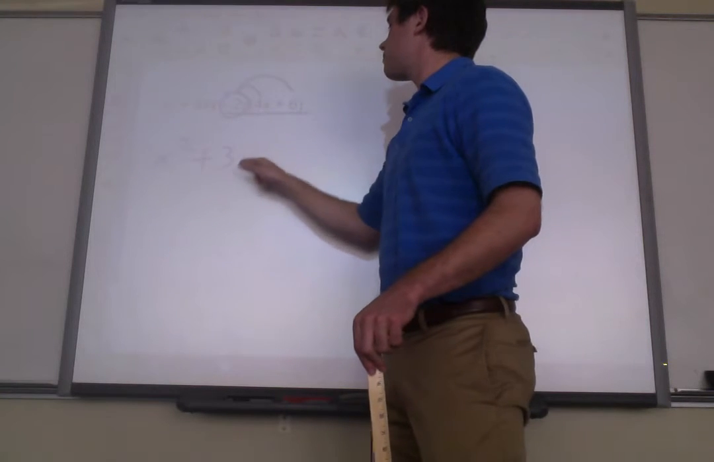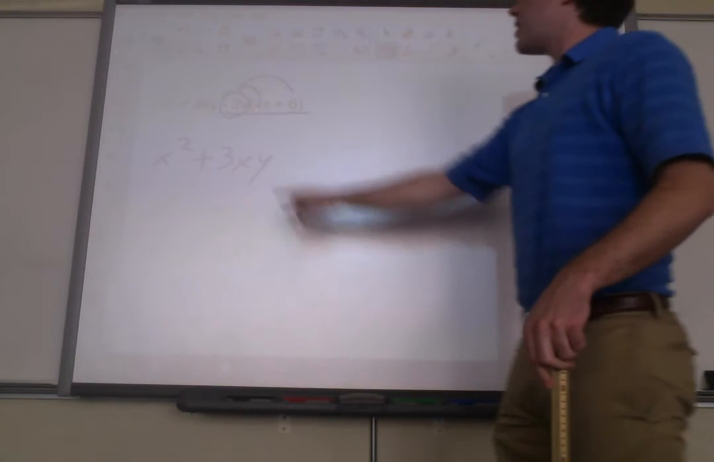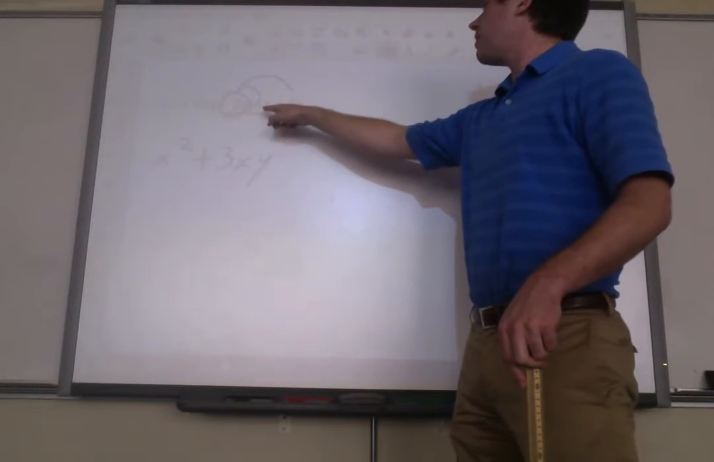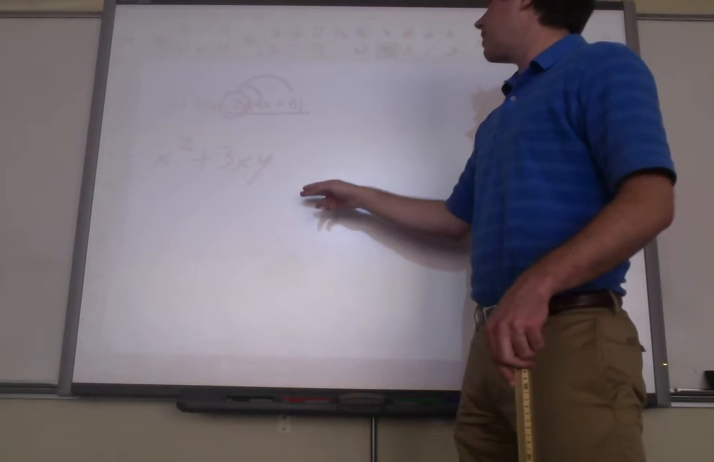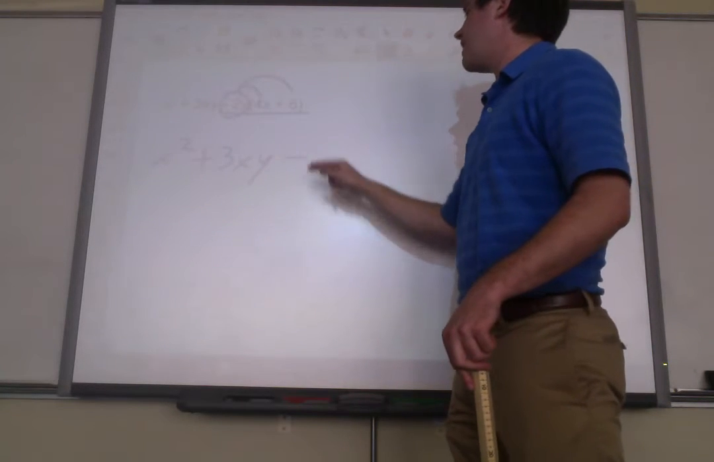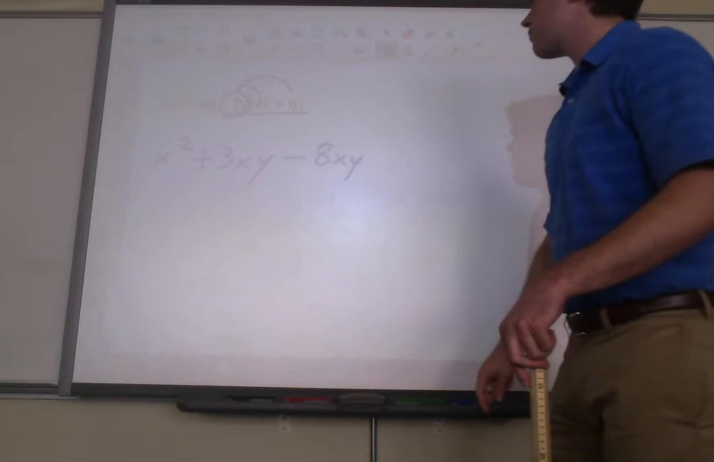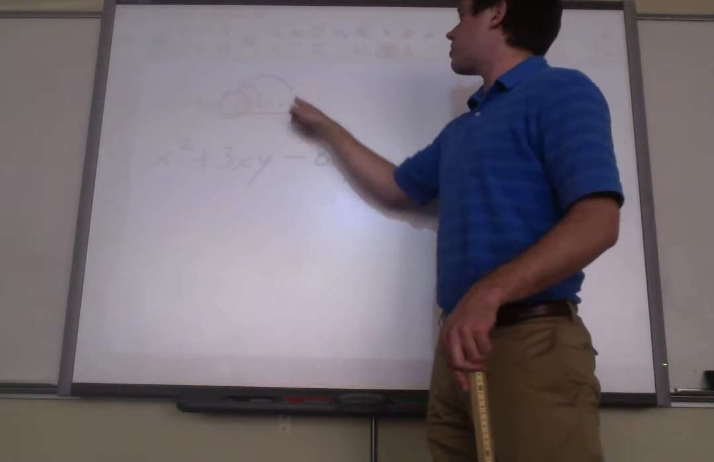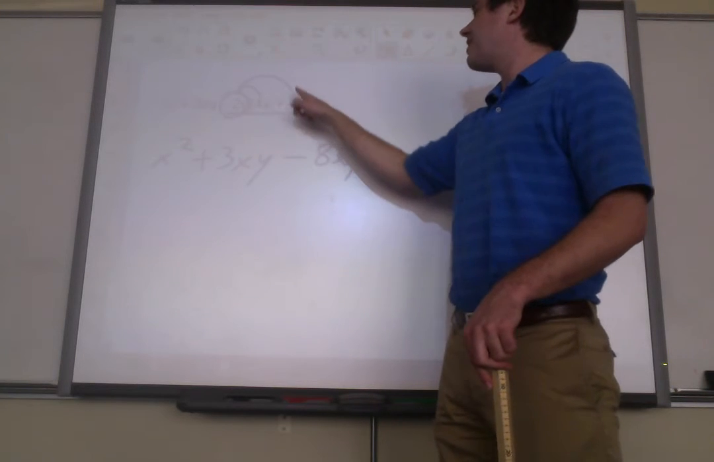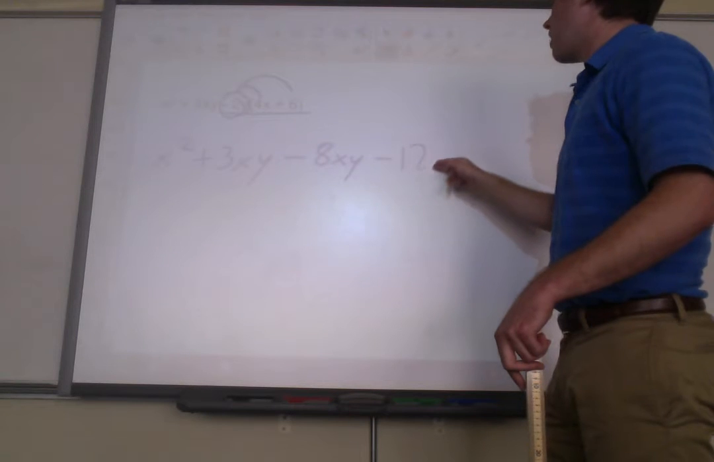X squared plus 3xy. Okay? Now let's distribute. Negative 2y times 4x is going to be, first of all, look, this is a negative times a positive, so the answer is going to be negative 8xy. Okay? And now we've got to distribute it to the second number. We've got negative 2y times positive 6. That will give us negative 12y.